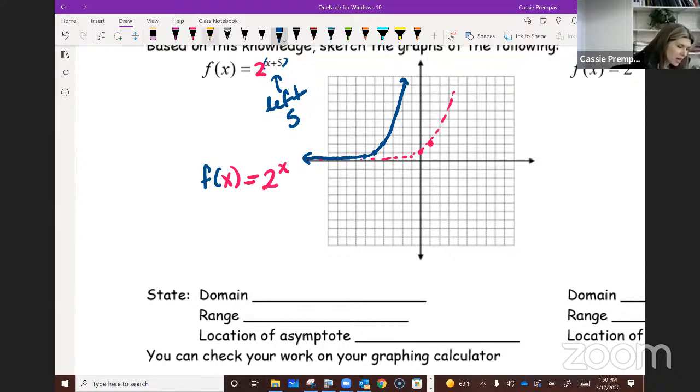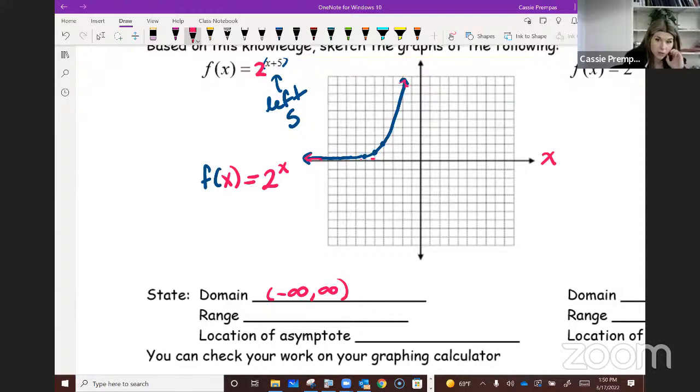Remember, domain are the x values. I'm going to look at my function that was graphed, where the x values move left to right. I'm looking for the smallest value of x that exists for this function and the largest value of x. This function goes forever to the left and to the right. So the domain is going to be -infinity to infinity.